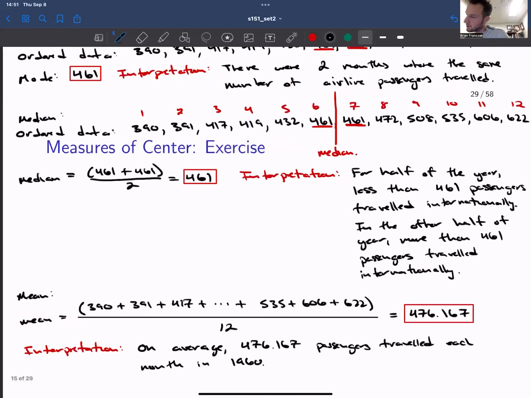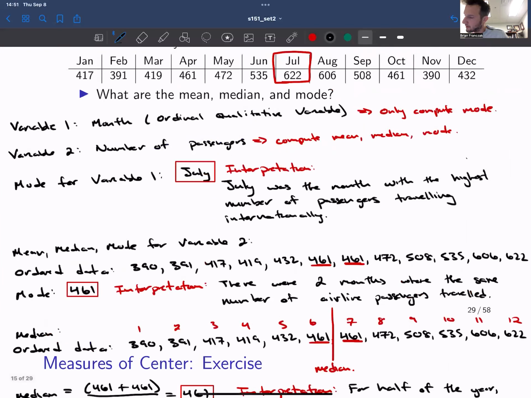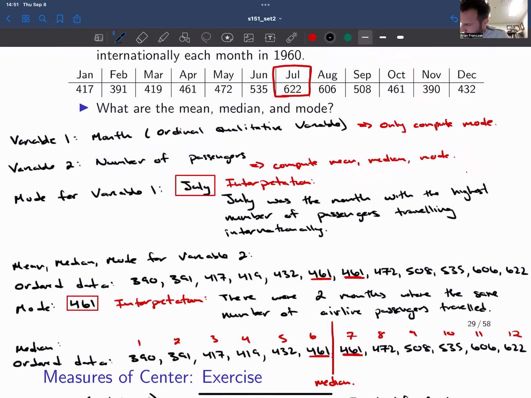Okay, and then up here, I should have mentioned that we are working with a discrete quantitative variable. Okay, so we're counting the number of people that traveled each month. That's quantitative and discrete because it's a whole number count. We're counting people.